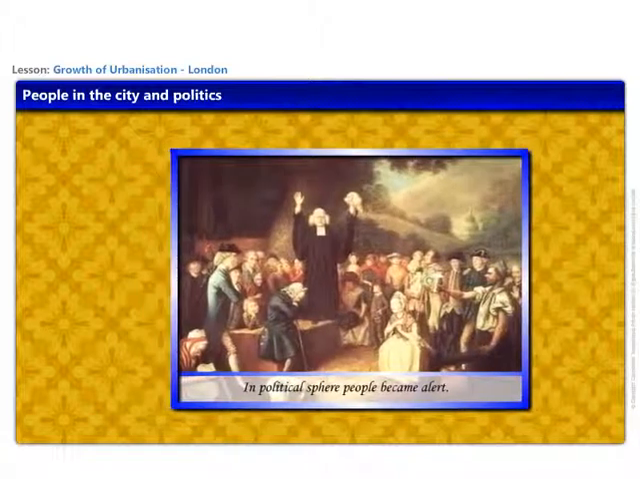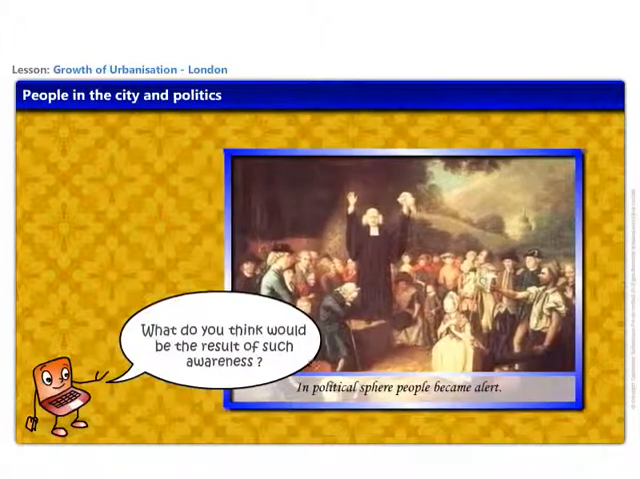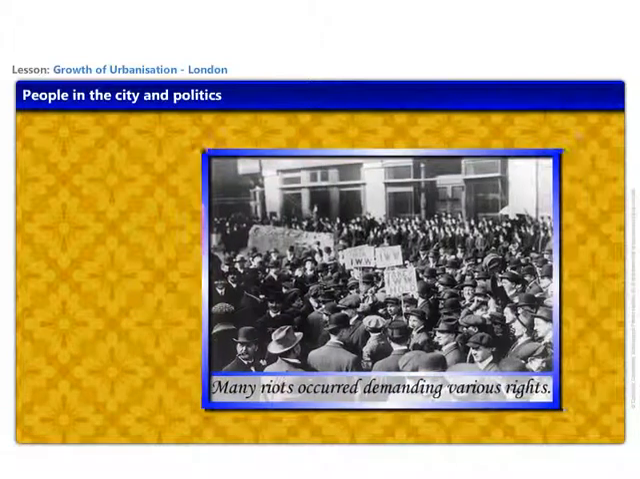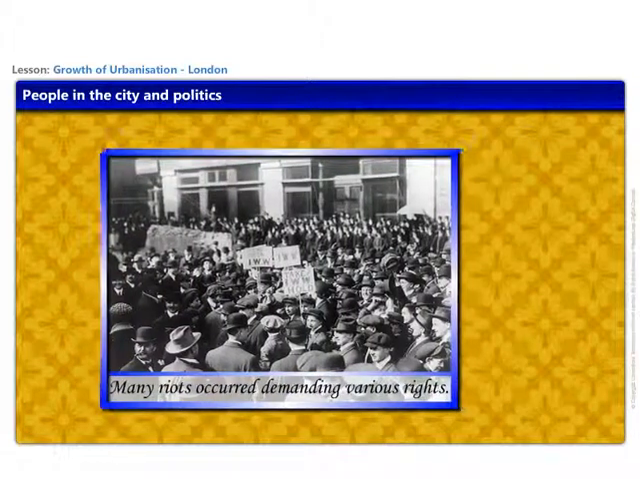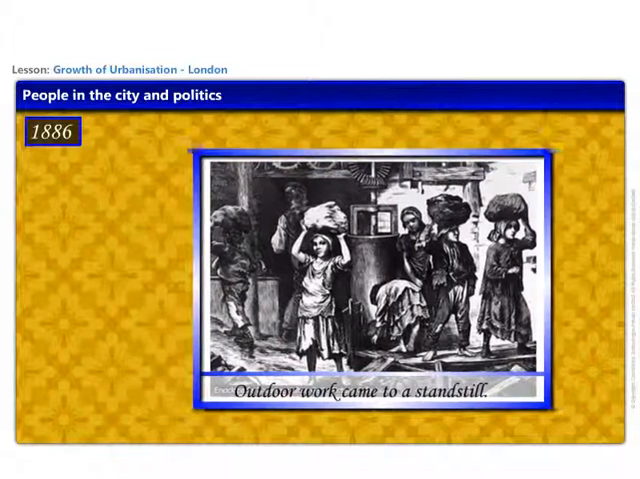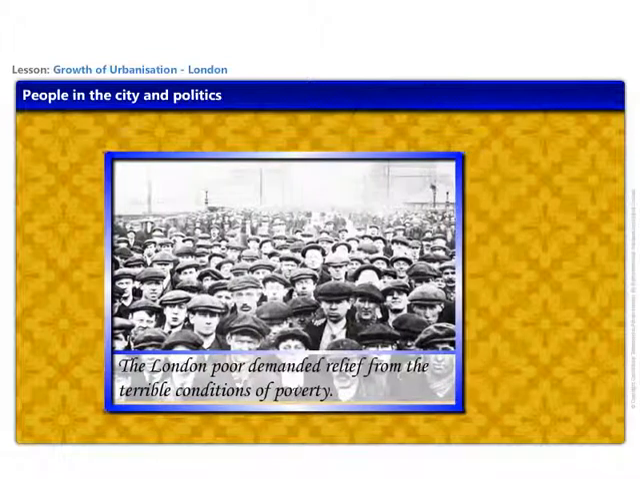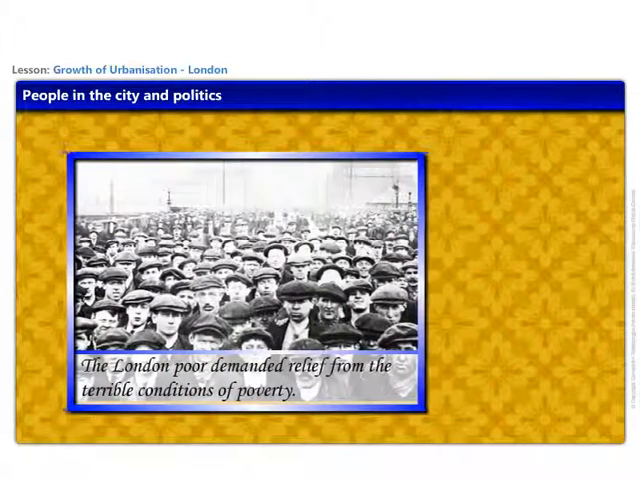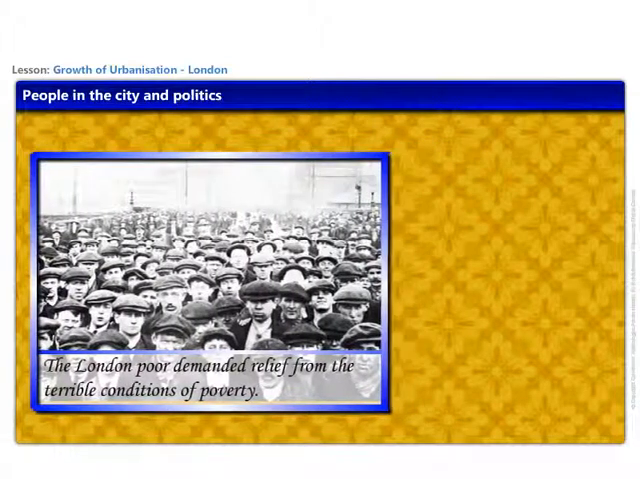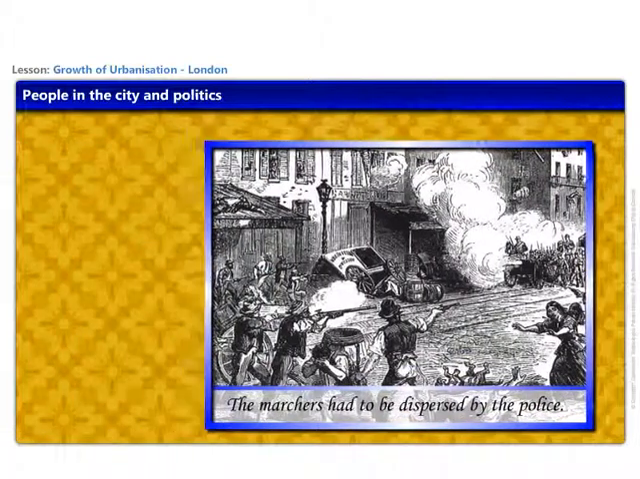In the political sphere, people became alert. What do you think would be the result of such awareness? There were many riots demanding various rights. In 1886, when outdoor work came to a standstill, the London poor exploded in a riot demanding relief from the terrible conditions of poverty. The marchers had to be dispersed by the police.